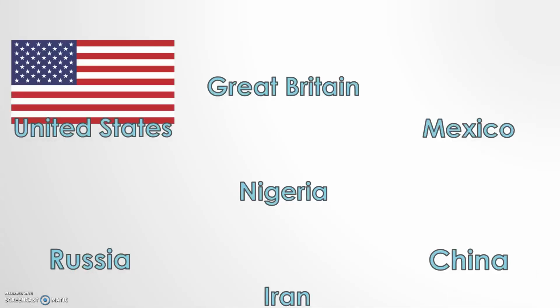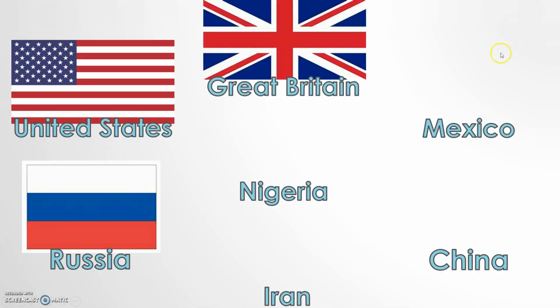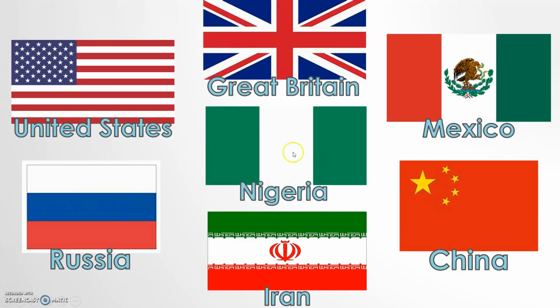Next, I compared the flags of each country. We have the United States flag, the Russian and Great Britain, Nigerian flag, Iran flag, China's flag, and Mexico's flag. One thing that I found cool is that the US, Great Britain, and Russia flags all have red, white, and blue, and the others have either green and white or red, white, and green.